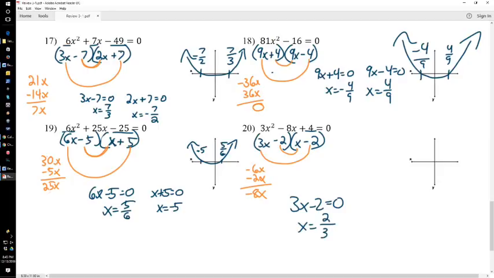X equals 2 over 3. And we've got x minus 2 equals 0. So x equals 2. So your answers are 2/3 and 2.